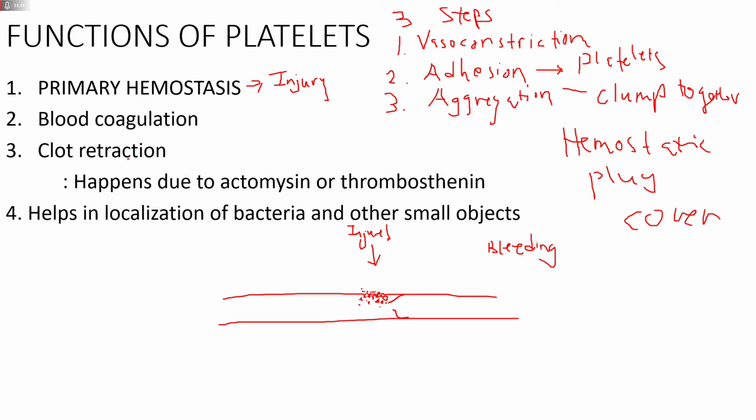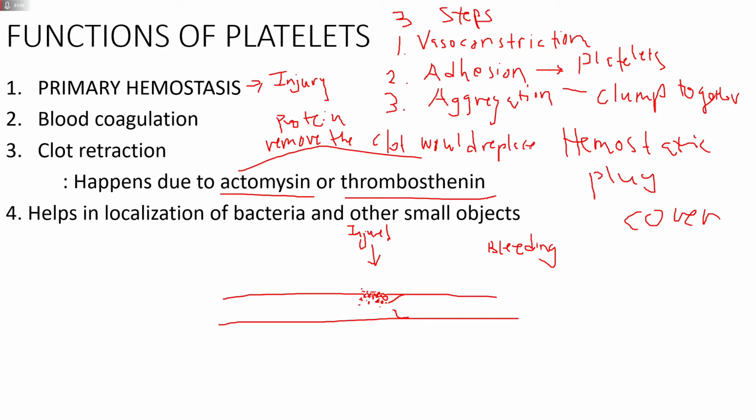Now, your clot retraction, class, would happen due to the presence of actomyosin and thrombosthenin. So these are two types of protein, class. These are two types of protein that would remove the clot and would replace it with a protein barrier. So, pag na-notice nyo yung sugat nyo, class, habang tumatagal, merong parang peklat na maitim. Tapos, pag tinanggal mo, magbi-bleed ulit. Now, that's the effect of your actomyosin and thrombosthenin. Now, it would remove the clot and replace it with a protein barrier.